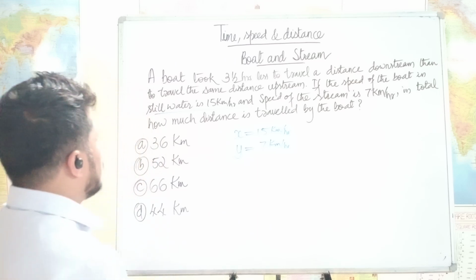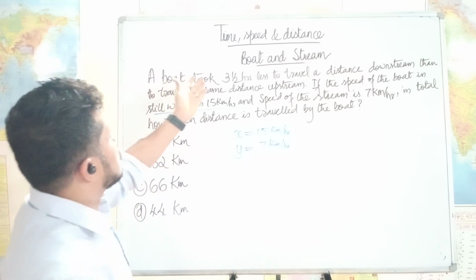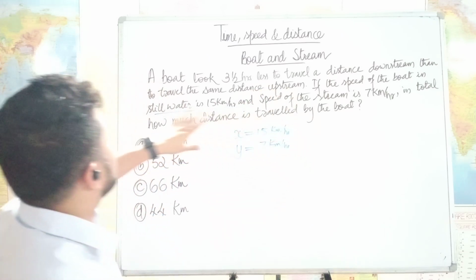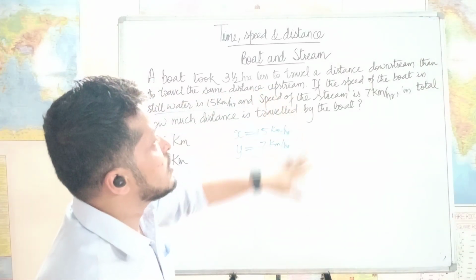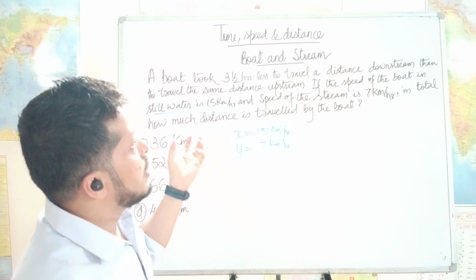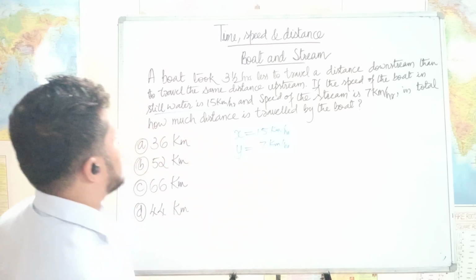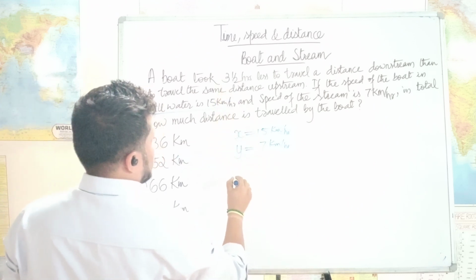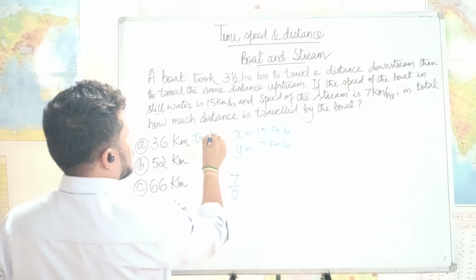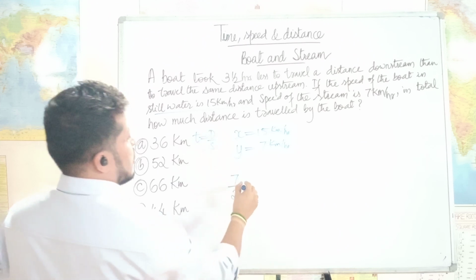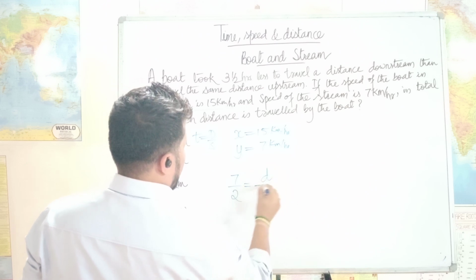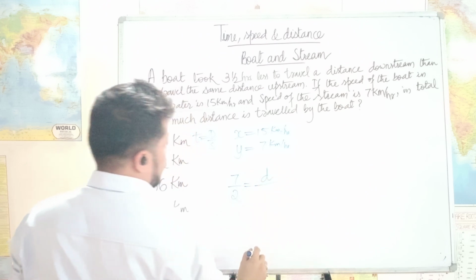And what else is given? It took 3.5 hours less time to travel distance downstream than to travel the same distance upstream. That means the difference between the time taken to travel upstream and the time taken to travel downstream is 3.5. So let me write 3.5 as 7 by 2. This is the time. Time is equal to d by s. So what is the distance? Let's see what is the distance.